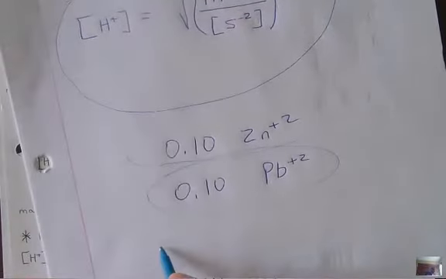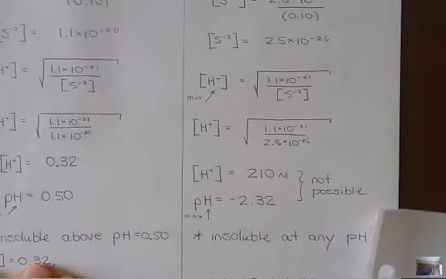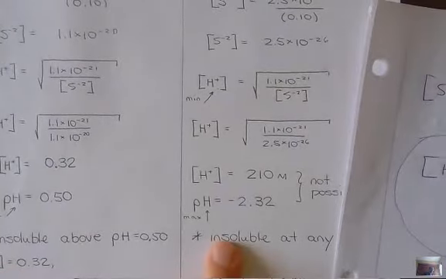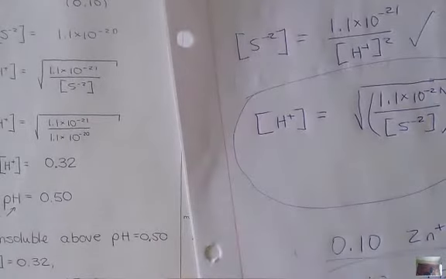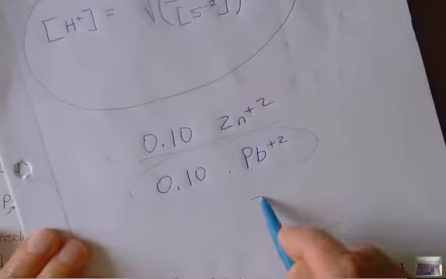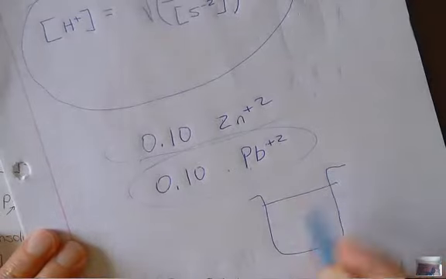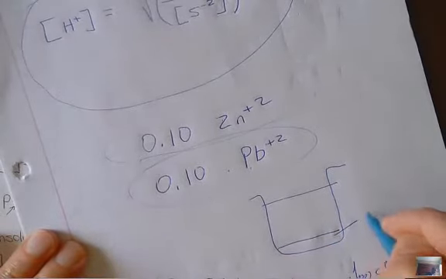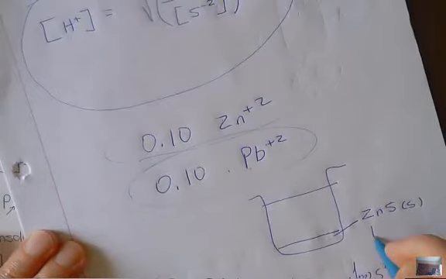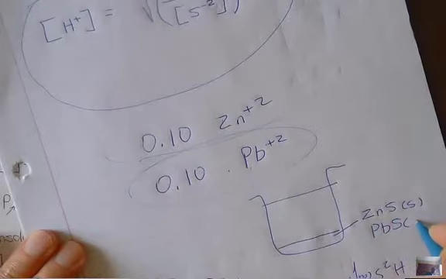Okay? So first thing I could do is I start to bubble the H2S. When I bubble the H2S through the solution, both of them are going to precipitate to the bottom. Going to knock them both out. I'm going to have my zinc in the form of sulfide, and I'm going to have my lead in the form of sulfide. Okay? All right.